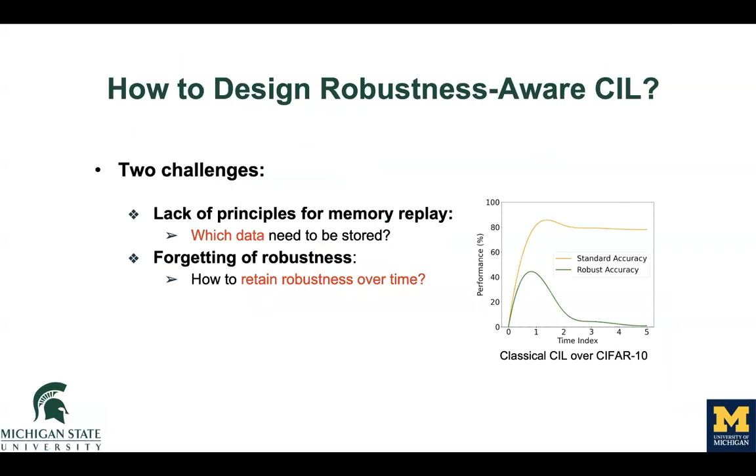Regarding the topic of robustness of class incremental learning, there are two challenges to consider. The first challenge involves the lack of principles for memory replaying, which refers to determining which data should be stored in class incremental learning. And the second challenge pertains to decreasing robustness over time on old classes. As demonstrated in this figure, to address these challenges and develop a robust class incremental learning approach, we propose a new framework.